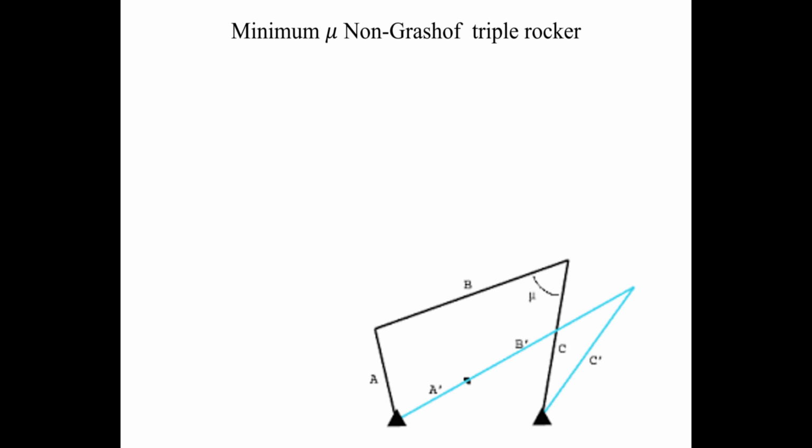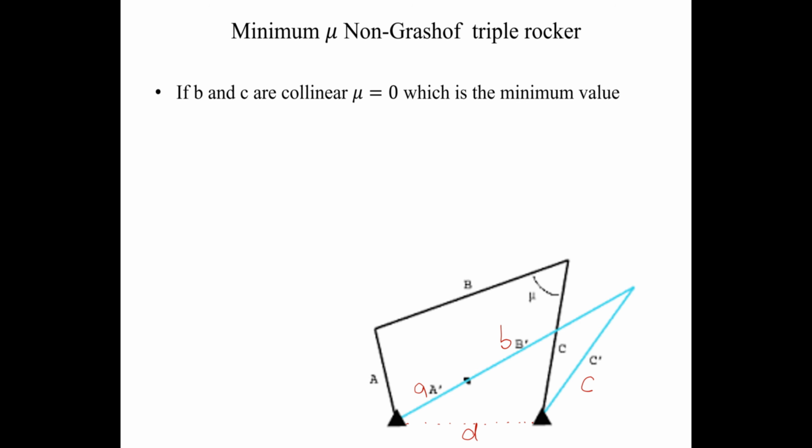Okay, and this minimum transmission angle will be again calculated using the law of cosines. In the law of cosines, this length will be a, this will be b, this is again c, and this is d. The equation in this will be very interesting. So let's see what we have learned. If b and c are collinear, the minimum transmission angle mu will be 0.